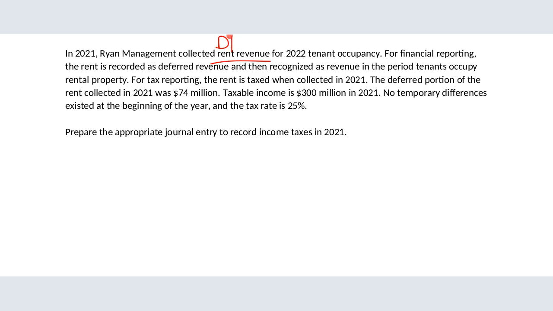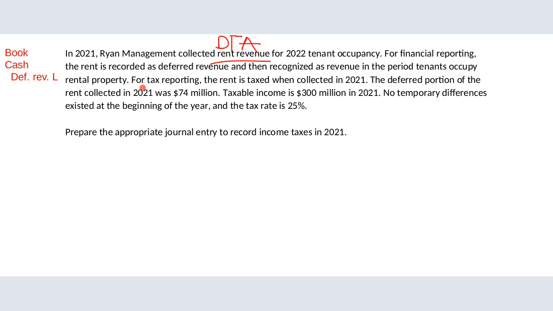All right, because for book purposes, we are going to defer the revenue when we receive cash. Usually the entry that we have for book purposes, so this is going to be book, right? We have a debit to cash and a credit to deferred revenue. And we know deferred revenue is a liability. So this is recognizing no income, no revenue for book purposes.